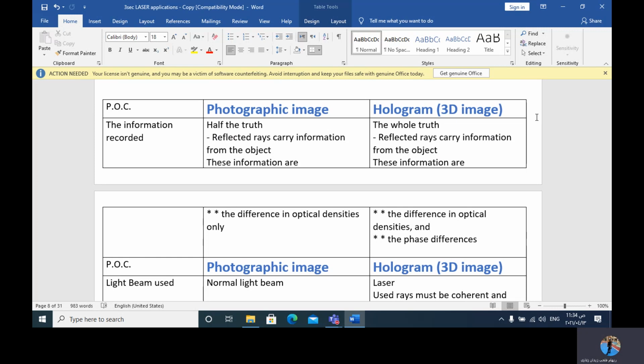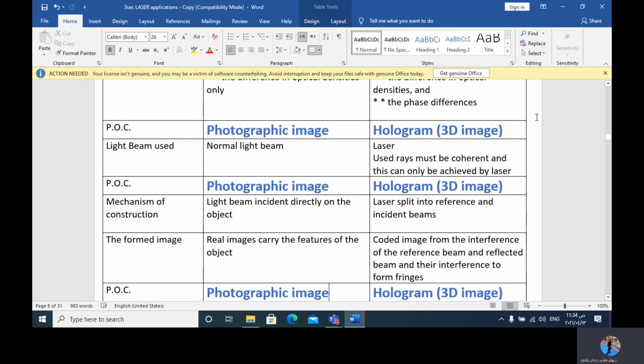They carry not only the difference in optical densities like a normal image, but also the phase difference between these reflected rays. Now, the phase difference will give me the topography of the surface of the object, which means that I can see the object in 3 dimensions as if it is real. So this is the difference number 1.